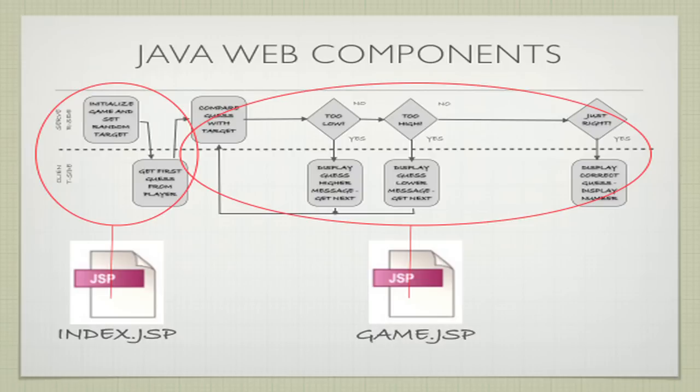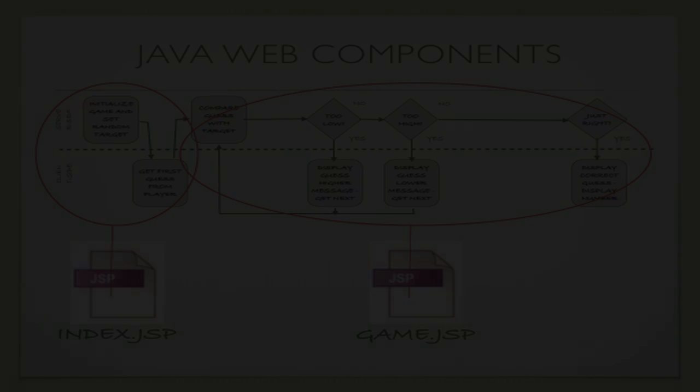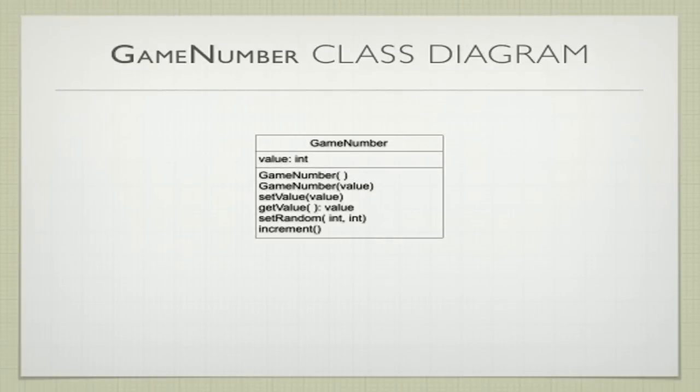Now in addition, it would be nice to have a Java class. So primarily for example purposes only, to show you how you can connect JSPs to Java classes in the model, we're going to make a class called GameNumber. You can think of GameNumber as a kind of a super number, something that not only holds a value, but also has some behavior. And behavior that we can add to should we want to use this class for other types of games.